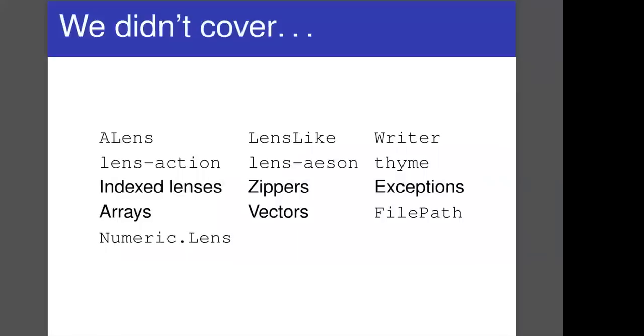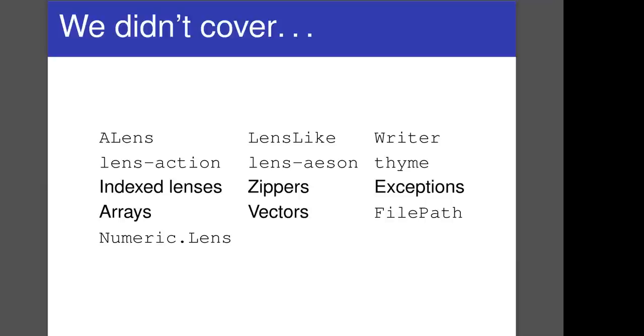So, things we did not cover today, and these are also mostly things that I don't use either. There's a lot of cool stuff in Lens. Just like there's all these cool things for dealing with state, there are also cool things for dealing with writer. And there's kind of a zoom equivalent for writer too. Lens action lets you deal with lenses that have a monadic result, although that's not all that much used.